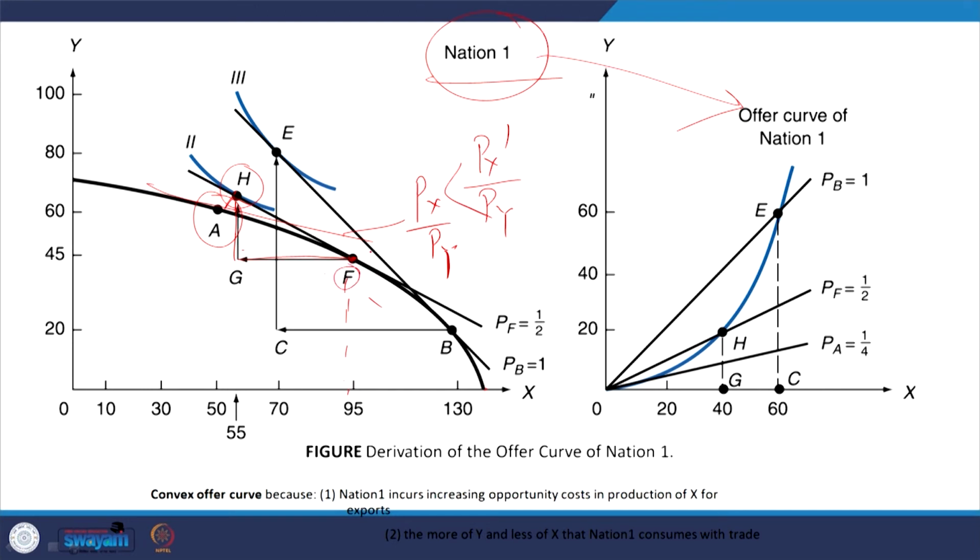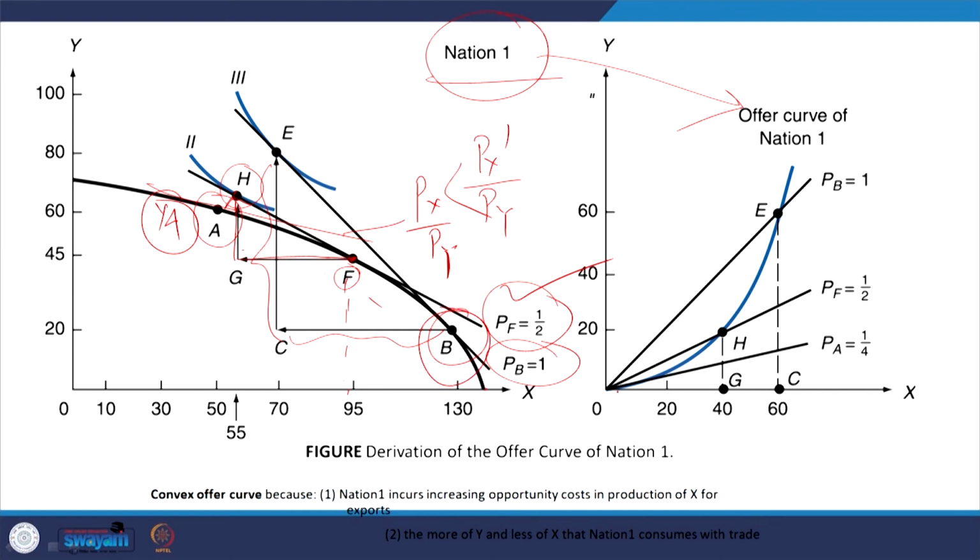Let us say the initial Px by Py is 1/4. Now, due to trade that changes to half, and at the half we are offering like this. Ultimately there is a possibility of equalization of prices, let it be Px by Py equal to 1. When it gets to 1, we have an even higher relative price of X, so we will agree to offer more at the cost of another good. So, the final equilibrium stands at B.